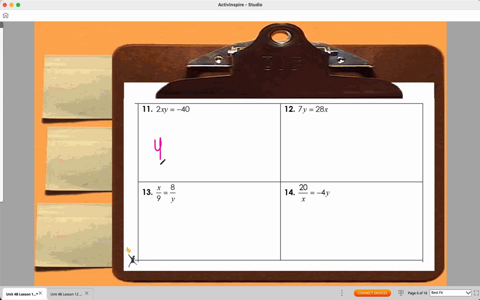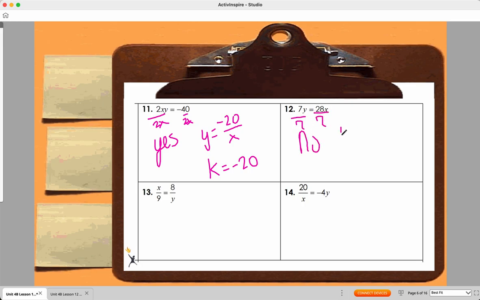All right, so number 11, it is yes. When I simplify this by 2x, the two numbers will give me negative 20 over x. So that it is inverse variation, and k is equal to negative 20 in this case. Same here. If I look at this one, is this one inverse variation? No, because when I divide by 7, I get y equals 4x.